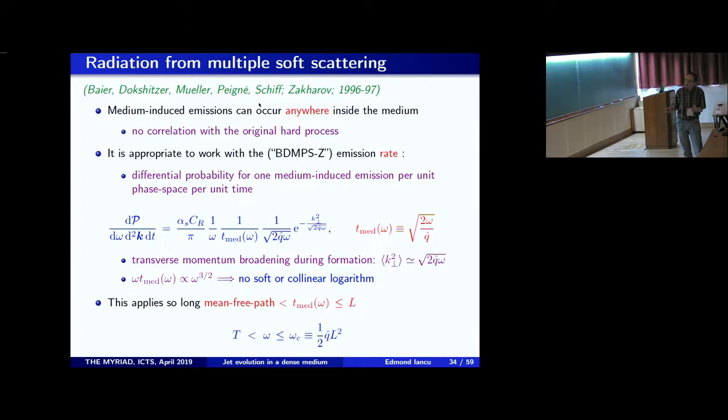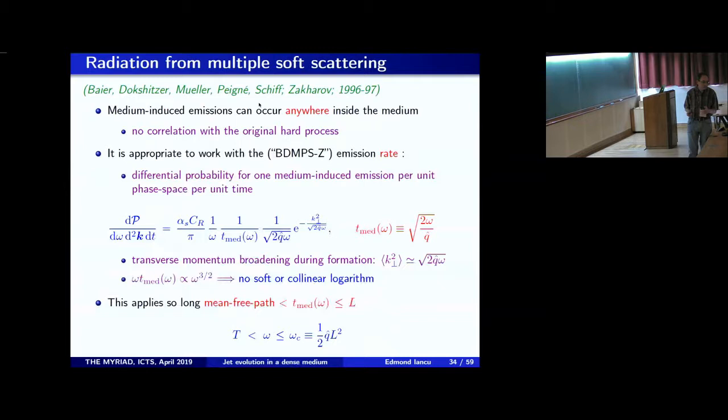For this mechanism to apply, you need multiple soft scatterings. So you need the formation time to be much larger than the mean free path in the plasma between two successive scatterings. And this condition introduces a lower limit on the energy, which happens to be of order T. So we're looking at energies for the emitted gluons which are hard on the medium scale. If the medium has a temperature T, like 500 MeV, we're looking at energies which are much bigger than this temperature scale.